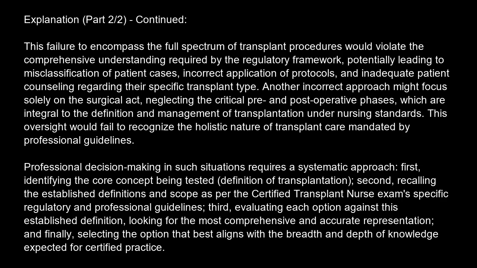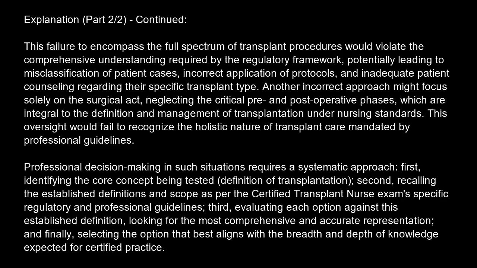Another incorrect approach might focus solely on the surgical act, neglecting the critical pre- and post-operative phases, which are integral to the definition and management of transplantation under nursing standards. This oversight would fail to recognize the holistic nature of transplant care mandated by professional guidelines.